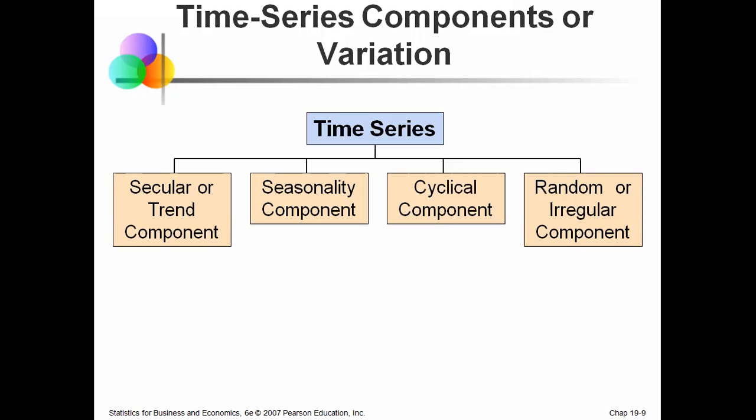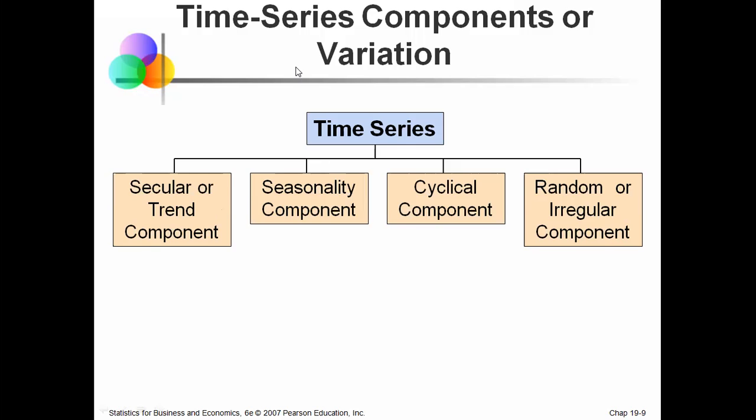So simply, you can keep in mind that there are four components of time series analysis, or four types of time series variations. The first one is the secular trend. Second one is the seasonal variation. Third one is the cyclical variation. Fourth one is the random or irregular variations. So these happen in time series data. Then one by one we will discuss.